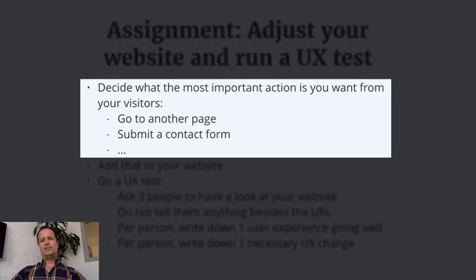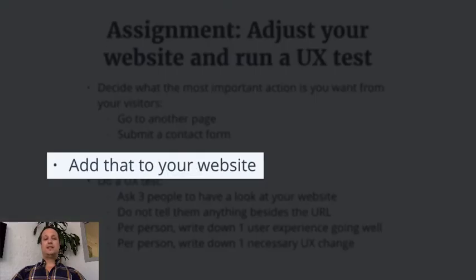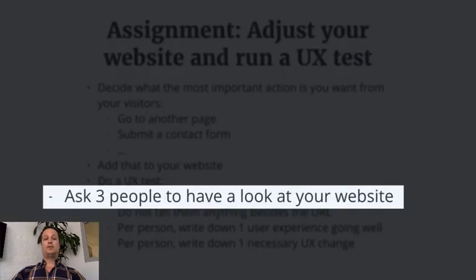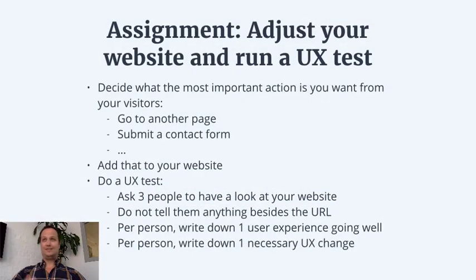So you've, in the previous days, decided on what the most important aspect of your website is. Make sure that that is somewhere available on your homepage. And then do a UX test. So ask 3 people that you know to have a look at your website. Do not talk to them, just tell them, I would love for you to have a look at my website, and I would love for you to give me input on that.